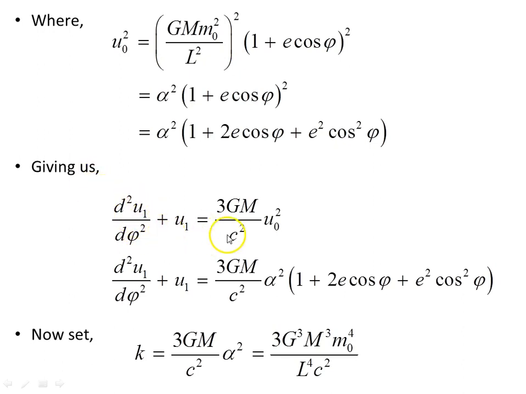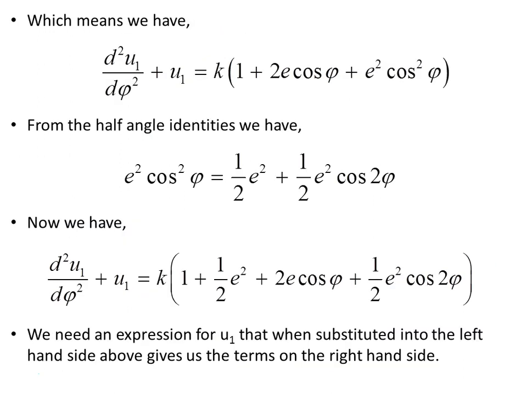And coming back now, this is what we seek to solve here, so substituting that in, we get this object here. Alright, just another substitution to simplify our constants a little bit. Let's call k equal to 3GM over c squared times alpha squared, this object here. So all that we can just call k to simplify the equations on the page. Which means that we now have the second derivative of u1 plus u1 is equal to k times everything in the parentheses here. So we want to solve that for u1. We're looking for a solution u1.